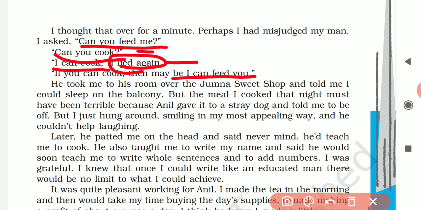What is the agreement? That if you can cook, then maybe I can feed you.